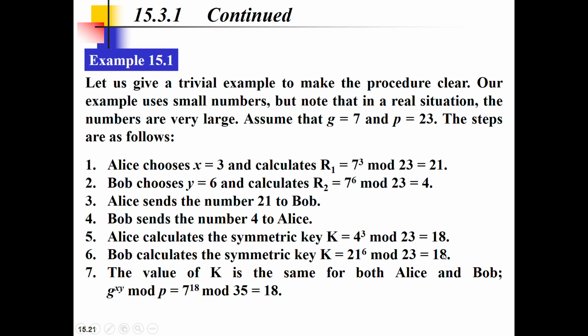So basically, the shared secret key in Diffie-Hellman key exchange will be g power xy mod p, which is 7 power 18 mod 23, which is also equal to 18. So this is basically a simple example of Diffie-Hellman key exchange.